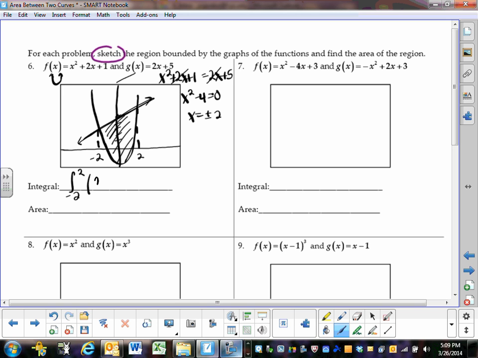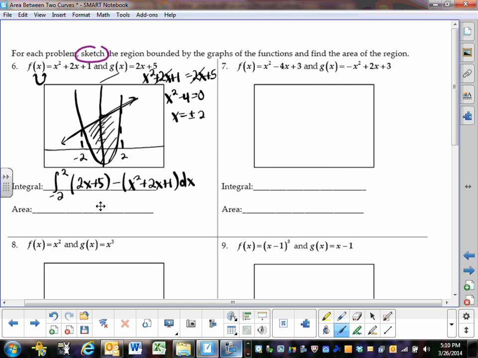The line was on top, minus the parabola that's on bottom, and just bank those points in. So I'm really more concerned right now that you can set them up than go through all the areas. You can either go through by hand, or you can go through now and do them with your calculator. Do be able to simplify algebraically and anti-derive.